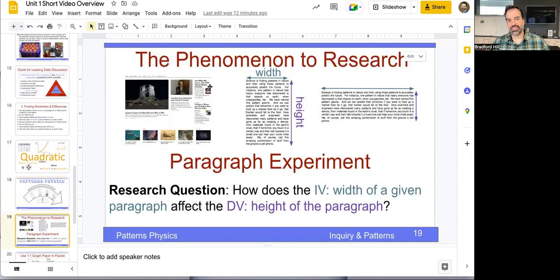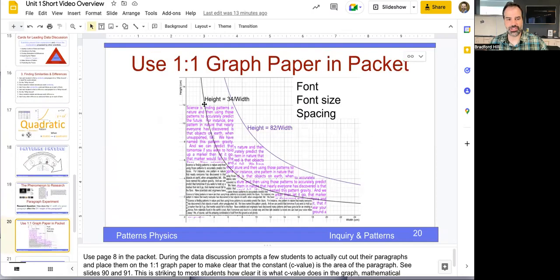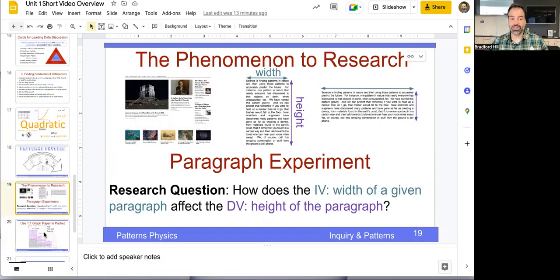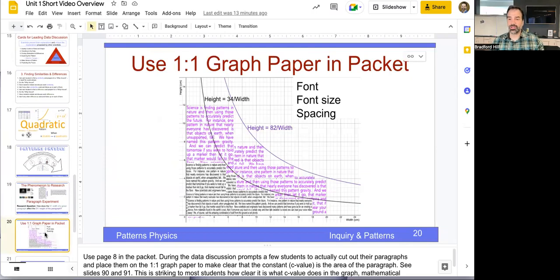All right, so the phenomenon here is around looking at websites and newspapers, how they oftentimes need to modify text to fit. And there's a storyline of like, how do you convey importance to people and all this other good stuff. All right. What's really cool about this one is this is the most literal walk the triangle. This is so neat. After they measure their paragraphs and they cut them out, if you put the lower left corner of the paragraph at the origin, the upper right is literally the data point on the graph, plotted on one-to-one graph paper that's in the packet.